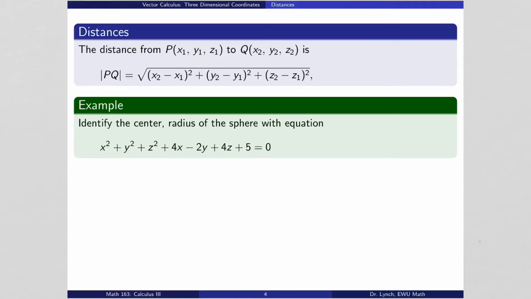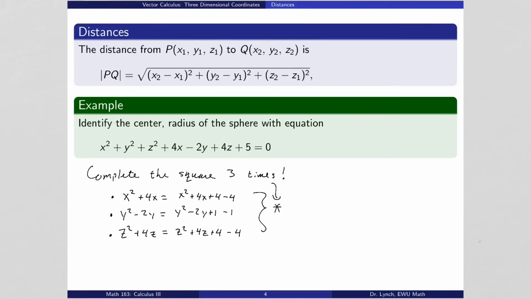And in order to do that, it turns out that you have to do a whole bunch of completing the square. So here we see the results of completing the square 3 times on the x, y, and z terms respectively. And then I'll go ahead and just rewrite the given equation where we're replacing those complete the square factors by their equivalent statements here.